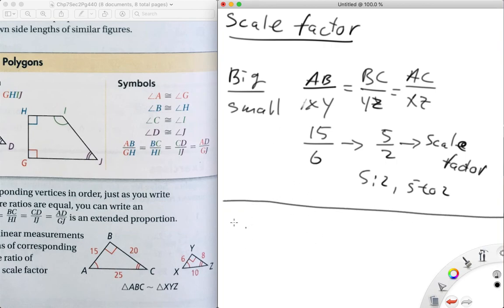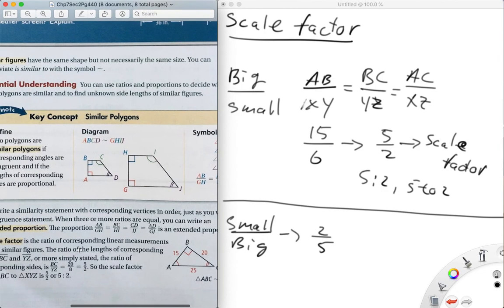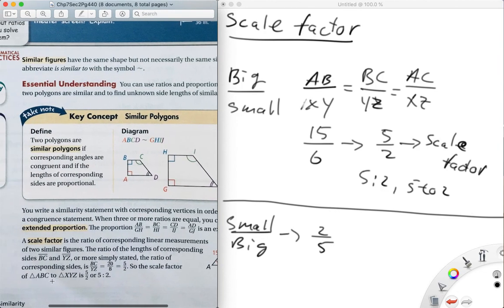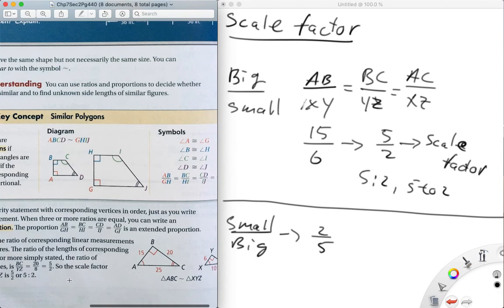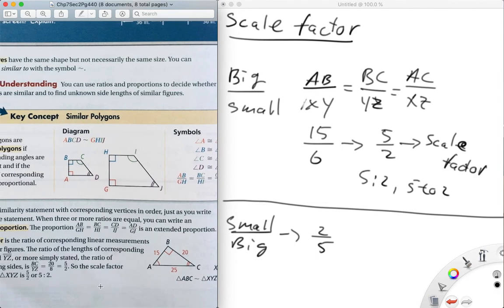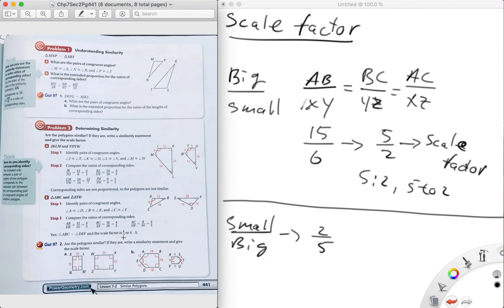We can also have the scale factor from small to big. And that's just the reciprocal. So if it's 5 to 2 from big to small, from small to big, it's going to be 2 over 5. These guys are reciprocals of each other. What happens is the problem is going to specifically ask you which one it is. So here, it says the scale factor from ABC to XYZ. So from big to small, the scale factor would be 5 to 2. They will specifically ask you in the problem what the scale factor is from one figure to the other.